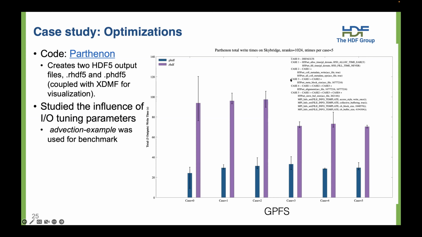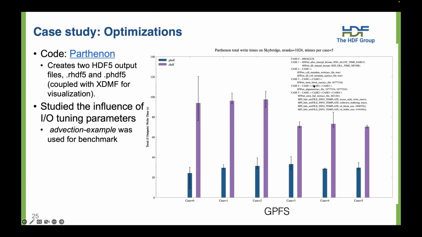For the first case, and this is on GPFS, we just used the defaults that they were using, and that is here in the first column. These are the two files, the P and the R, in different colors. The second case was setting an allocation time, so they allocate early. That means when you create the dataset, it also allocates the dataset. And then, as I mentioned before, they set the fill time to never. That's case 2, and it doesn't seem to have much of an effect. They then did the collective metadata write and collective metadata operations, which I mentioned in the previous slides, and that didn't seem to have much effect either.